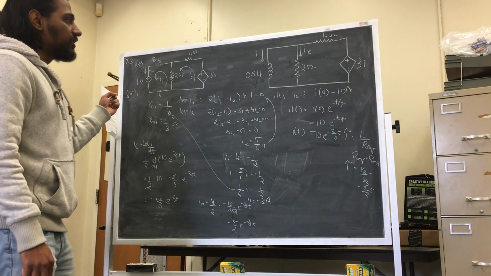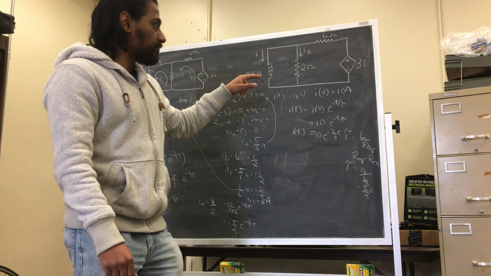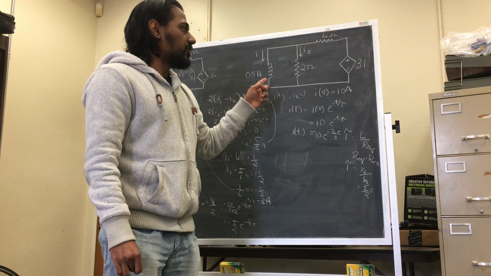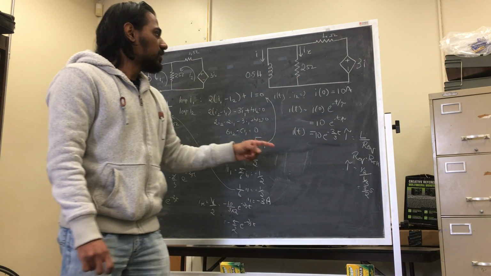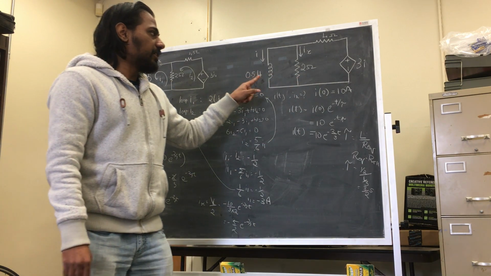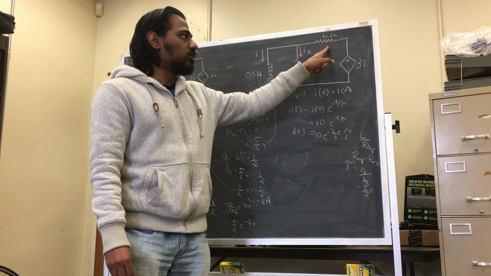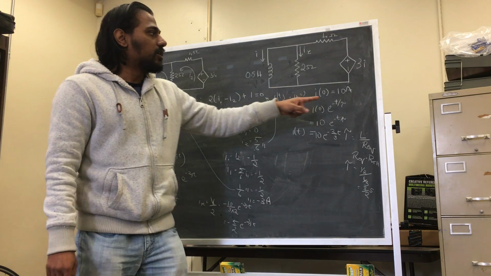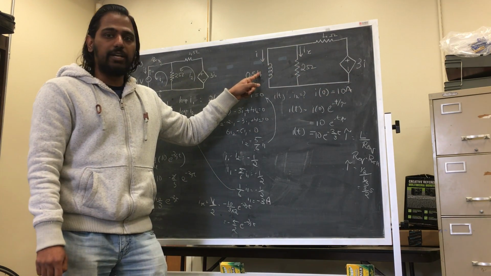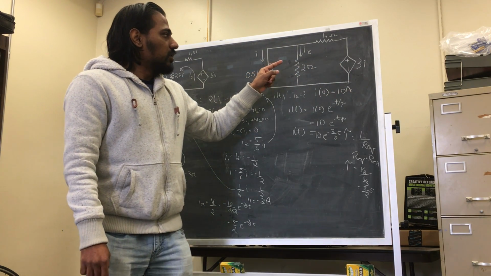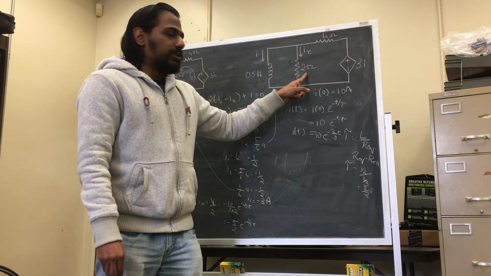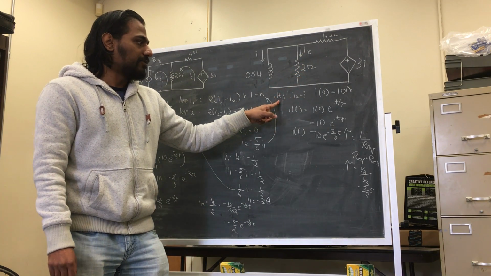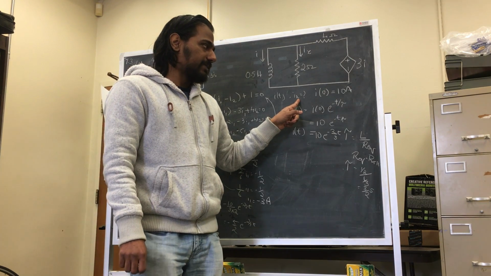For question 7.3, you have a circuit of inductors and resistors. There's a 0.5 Henry inductor, a 2 ohm resistor, a 4 ohm resistor, and a dependent current source 3I. I is the current flowing through the inductor. Ix is the current flowing through the 2 ohm resistor. You have to find I of t and Ix.